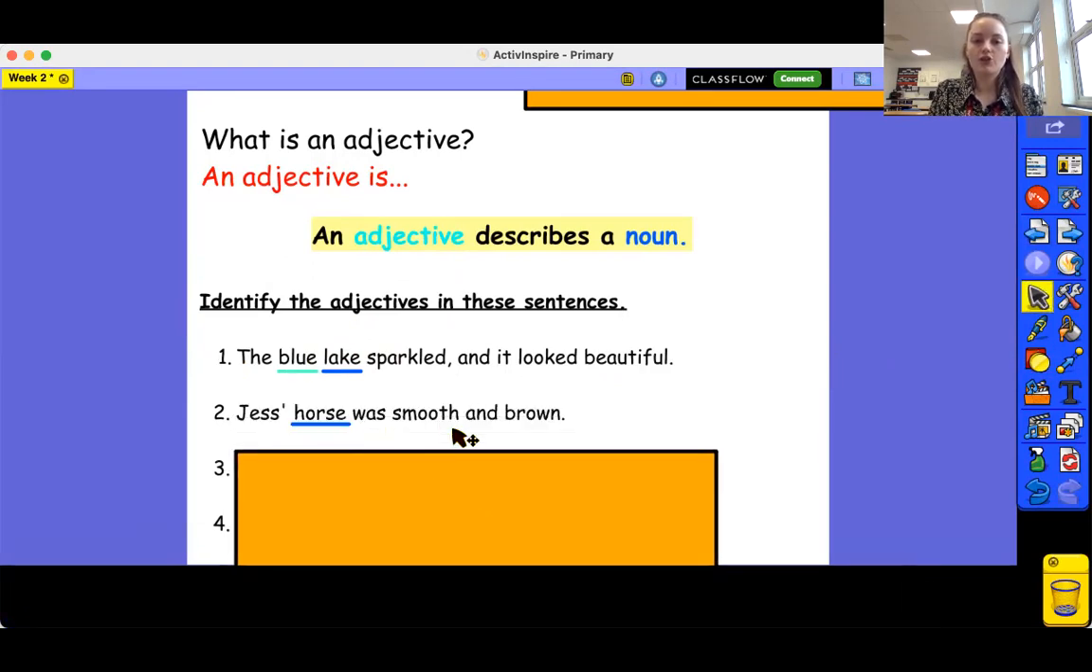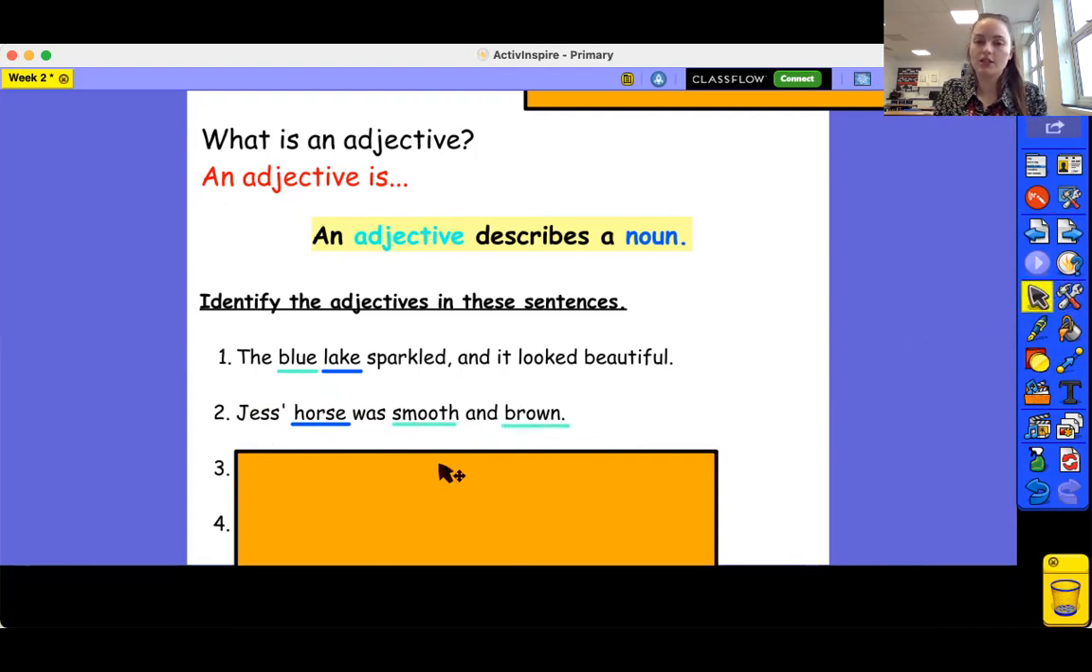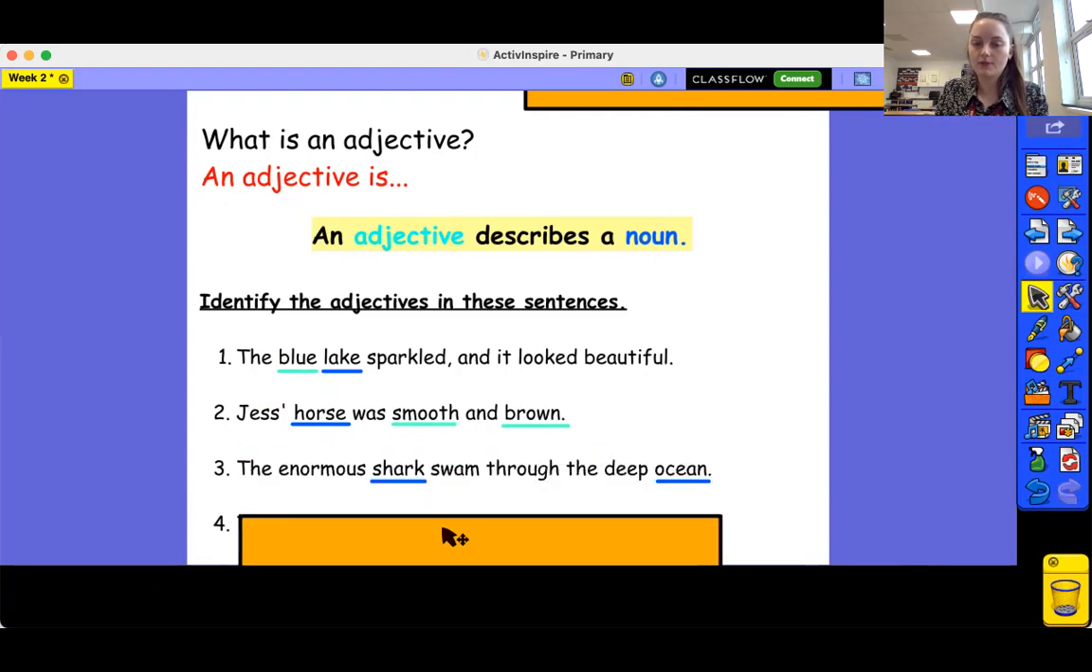Jess's horse was smooth and brown. The noun in this sentence is horse. Oh, I've not underlined one as well. Jess would also be a noun. So horse. What was the horse? What are the adjectives in that sentence? Shout out any adjectives you can see. Fantastic. So Jess's horse was smooth and it was also brown. So smooth and brown are the adjectives in that sentence.